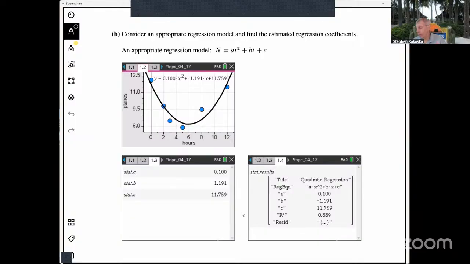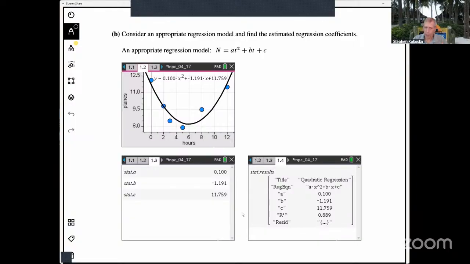Now, a couple of little things here. If you look at this calculator screen down on the bottom left-hand side, it turns out that on the Nspire, these three constants, A, B, and C, are stored in variables. The TI-84 does this also, stores these constants in variables in the background. The Nspire does that also.